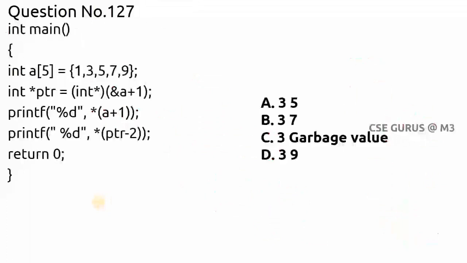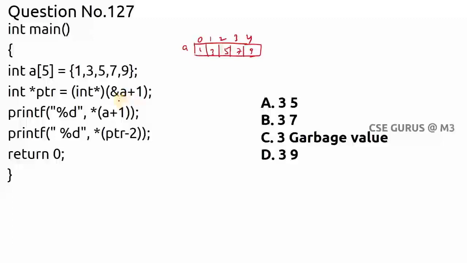Coming to question number 127. Here array a of 5 is given, that is 1 3 5 7 9. So the array will be stored like this, and the index starts from 0. Now the pointer is assigned here, int asterisk, ampersand a plus 1. What is this ampersand a plus 1?